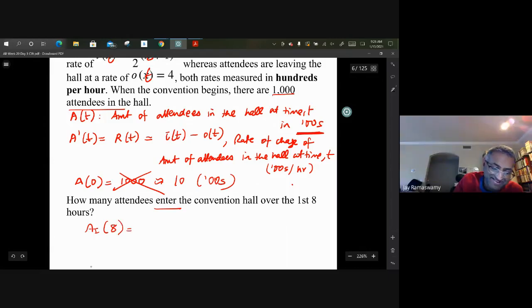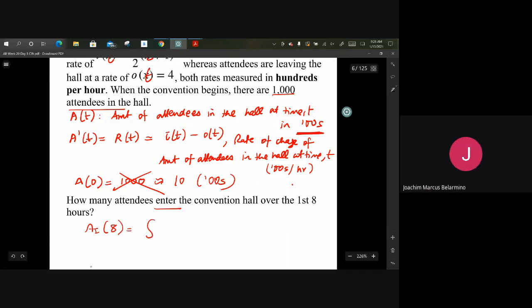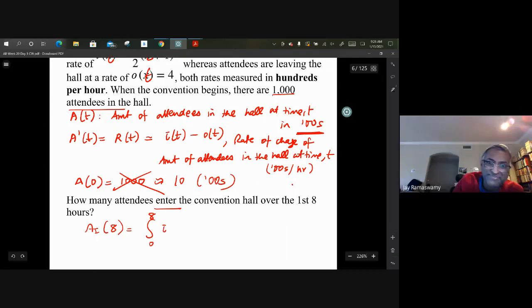We should simply integrate from 0 to 8 the rate in function, I of t. Pay attention, please. It says enter. Observe the language. You learn new things today. It says how many attendees enter the convention hall. Is that the integral of I of t dt? Is everybody okay with that? Remember, if you integrate the rate, it'll give you the amount function.